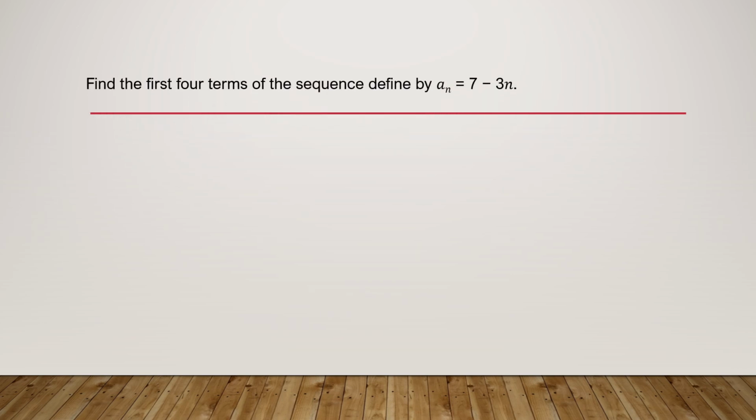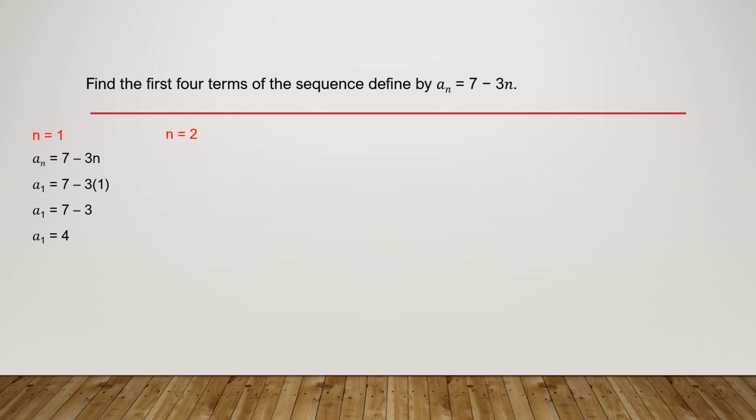Next, you are to find the first four terms of the sequence defined by a sub n is equal to 7 minus 3n. That means we need to solve for the four terms there using n from 1 to 4. Okay, when n is equal to 1, using 7 minus 3n, substituting n by 1. So the 3n becomes 3 times 1. Multiply 3 times 1 is equal to 3. So 7 minus 3 is 4. So the first term is equal to 4.